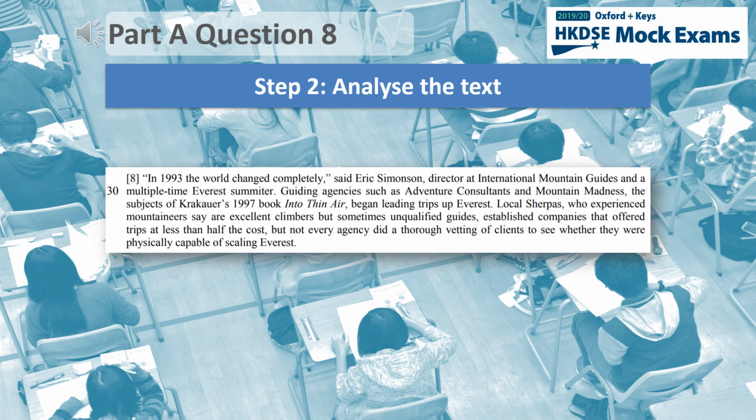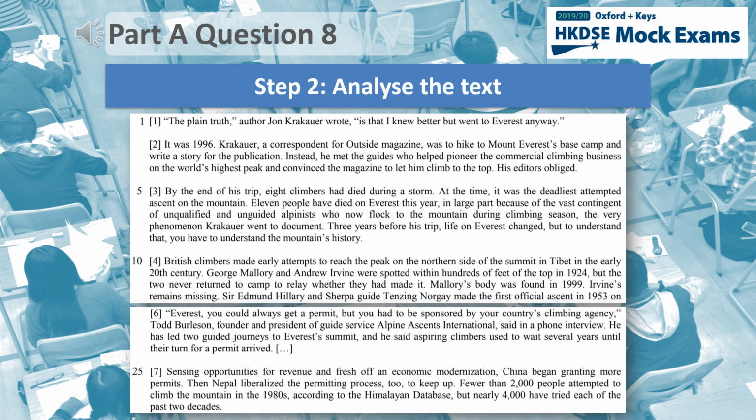The quote in the question is in paragraph 8, which tells you that the subjects of the book are guiding agencies. Now you know that the event involves guiding agencies and most likely Krakauer himself. Next, scan paragraphs 1 to 7 and look for any mentions of Krakauer and guides. Let's read the first 3 paragraphs carefully.